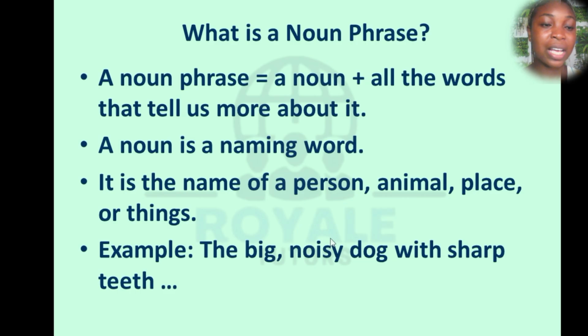All of these words have come together to give us more information about the noun. So adding it to the noun, that's to say that now you have a noun phrase. So the big noisy dog with sharp teeth is a noun phrase. I hope we get that. All right, let's go on.